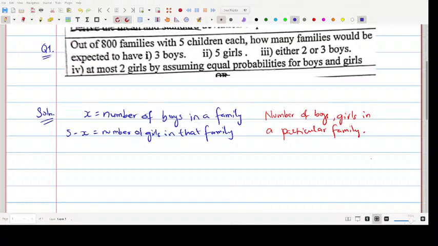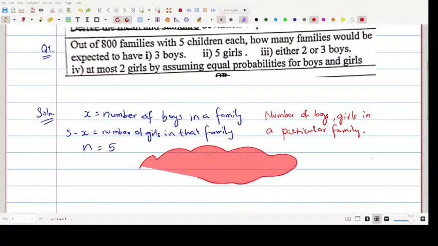Next, what is the exact number of children in each family? That is 5, right? So our n is going to be equal to 5. Okay, n is not equal to 800. I will write that in big and red. n is not equal to 800, n is equal to 5.